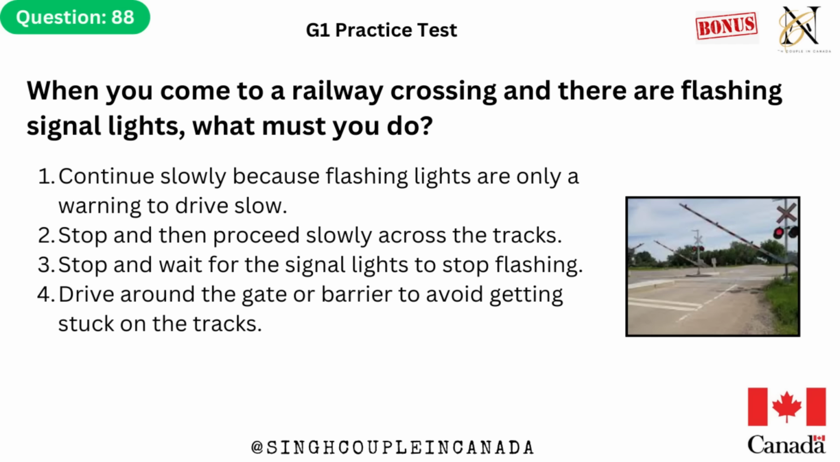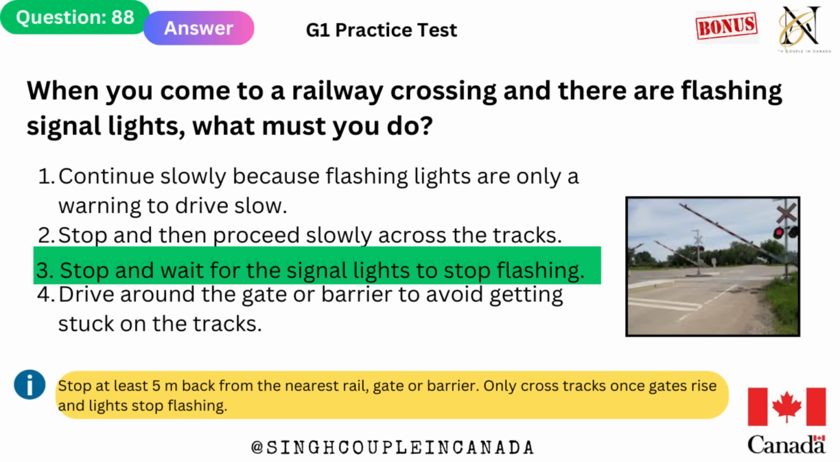1. Continue slowly because flashing lights are only a warning to drive slow. 2. Stop and then proceed slowly across the tracks. 3. Stop and wait for the signal lights to stop flashing. 4. Drive around the gate or barrier to avoid getting stuck on the tracks. The answer is 3. Stop and wait for the signal lights to stop flashing.